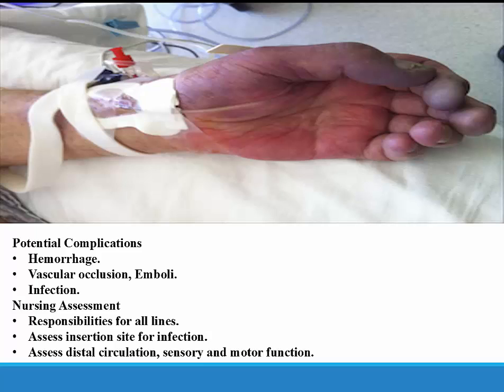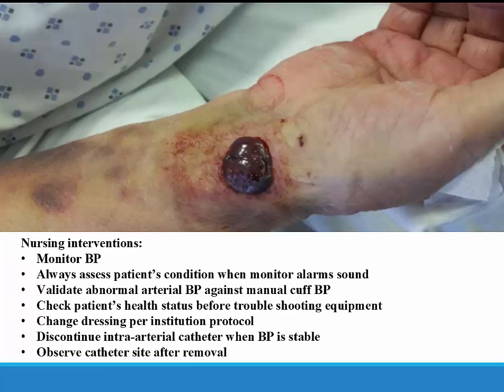The nursing assessment is the responsibility for all lines. Assess the insertion site for infection and assess distal circulation, sensory, and motor function. Additional nursing interventions include to monitor the blood pressure and always assess the patient's condition when monitor alarms sound.